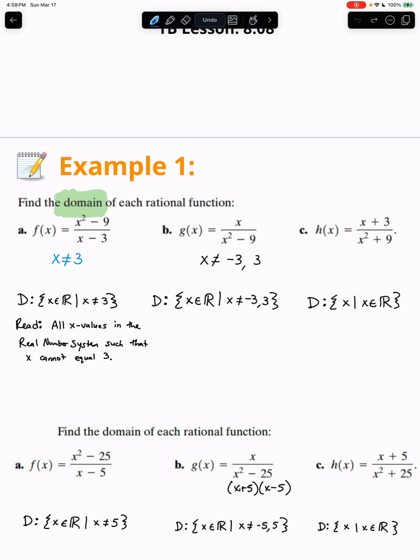So for this rational function, my domain would be all x values in our real number system such that x is not equal to 3. So this is how we would write it, and this is how you're expected to write it. So pay attention to the notation. Yes, it must look like this. If it doesn't, it is wrong. You're going to try this new notation.